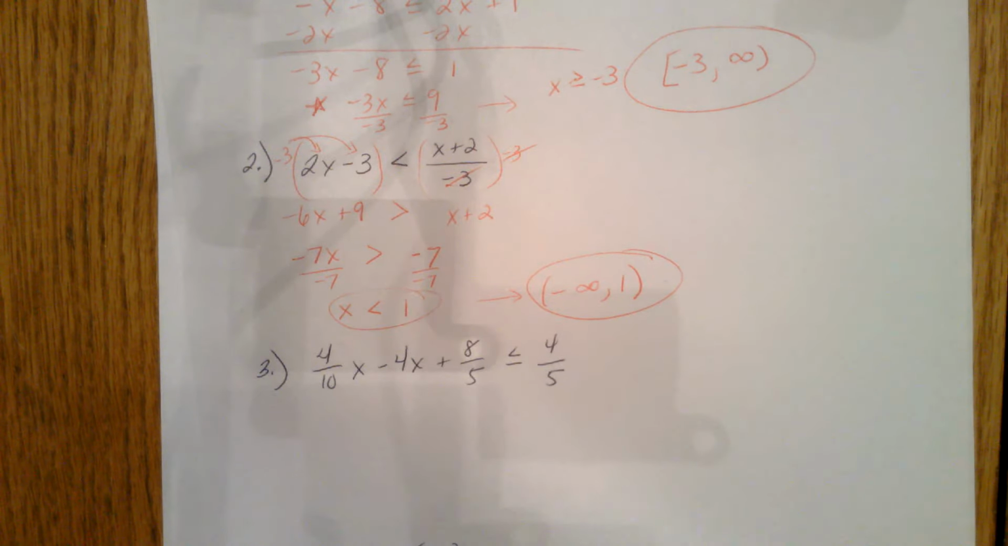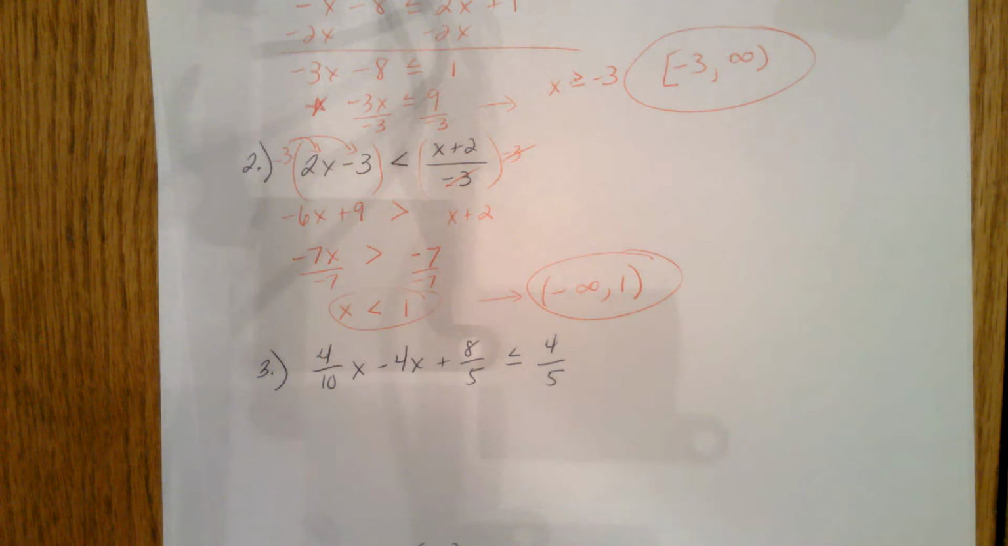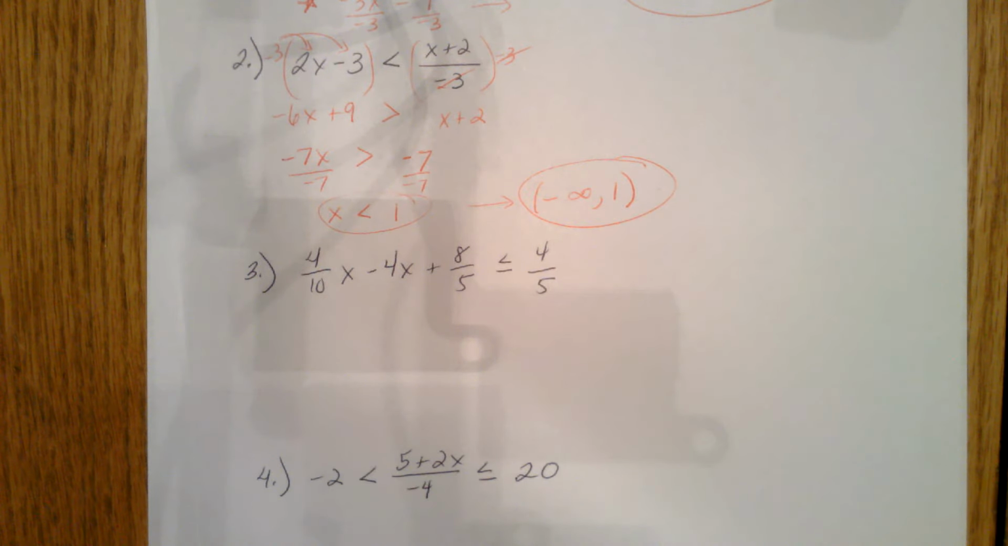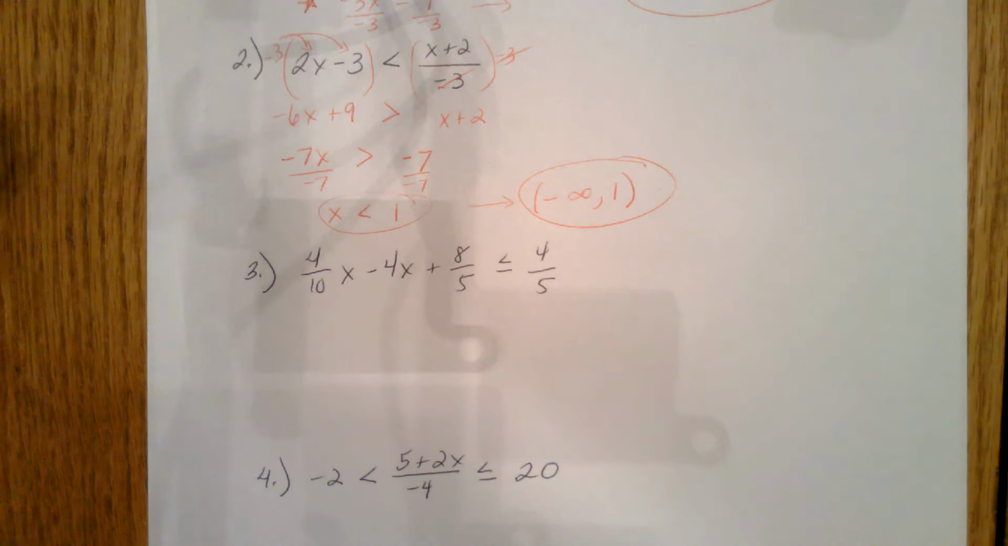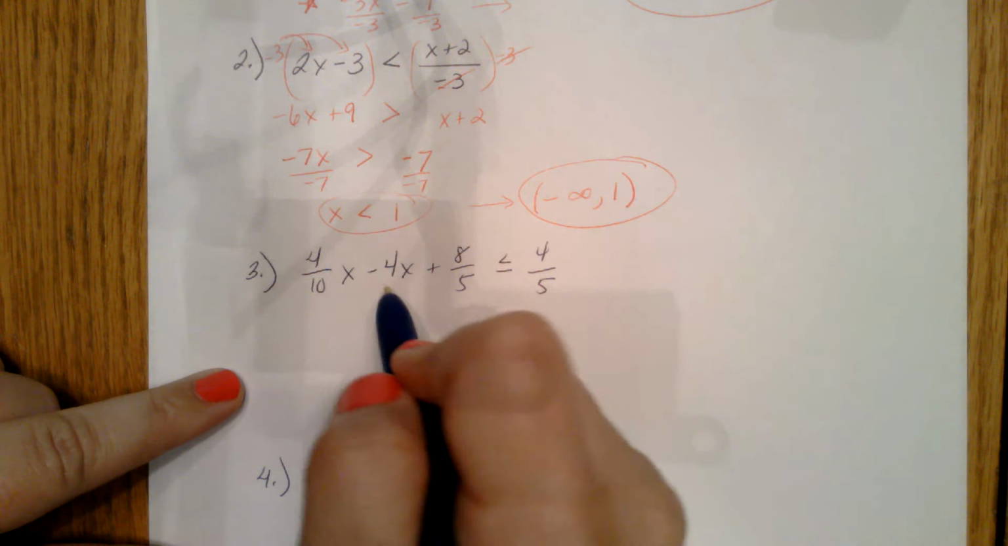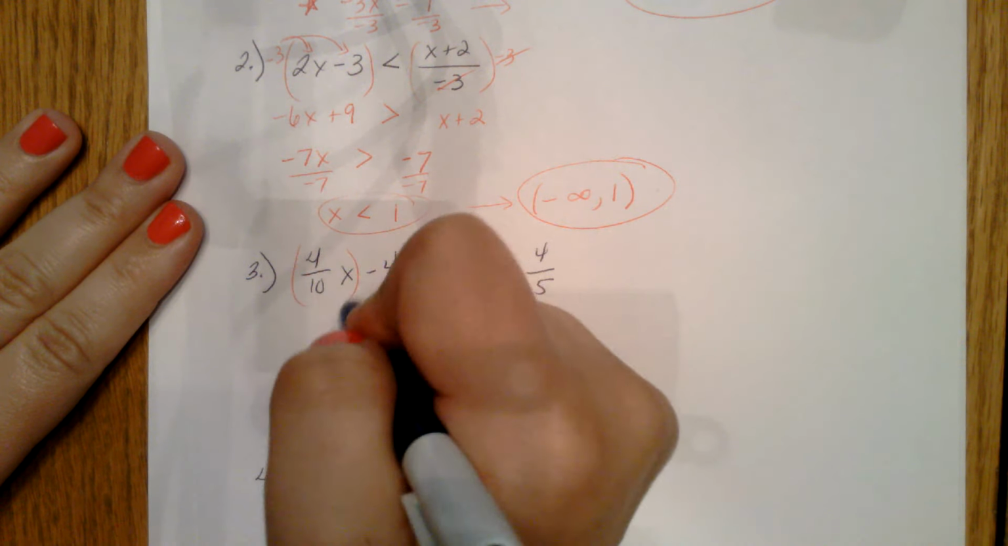Okay, 4/10 x minus 4x plus 8/5. Definitely something that you want to try with these fractions. Again, I don't like fractions. I'm going to multiply everything by a common denominator. So you're multiplying each side by 10. Think of this being over 1. And I'm going to do it each piece separately.